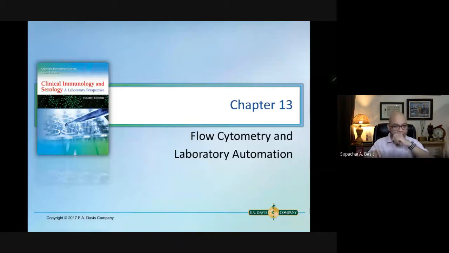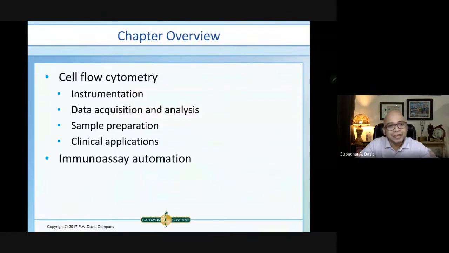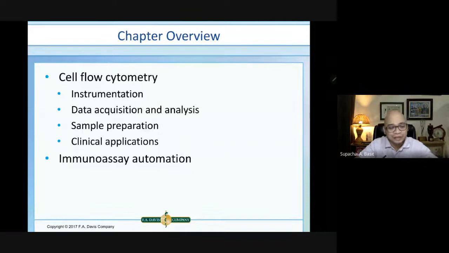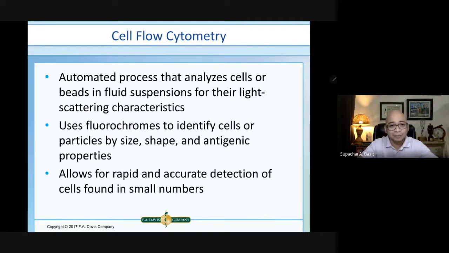So for today, we will be talking about flow cytometry and laboratory automation. And for today's topic, we will be subdividing it into the following. Under flow cytometry, we will be discussing instrumentation, data acquisition and analysis, sample preparation and clinical applications, and we will also be discussing immunoassay automation. Okay, so let's talk first about flow cytometry.